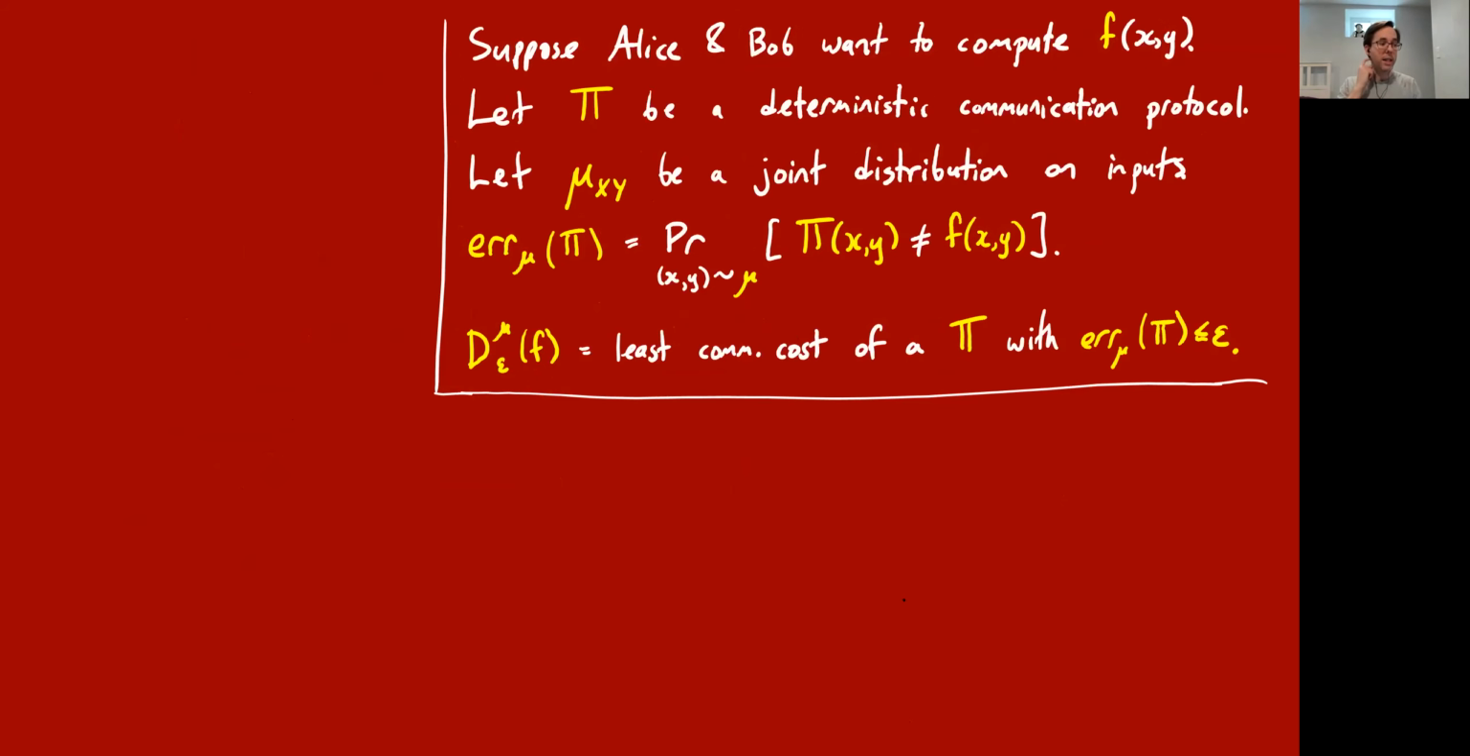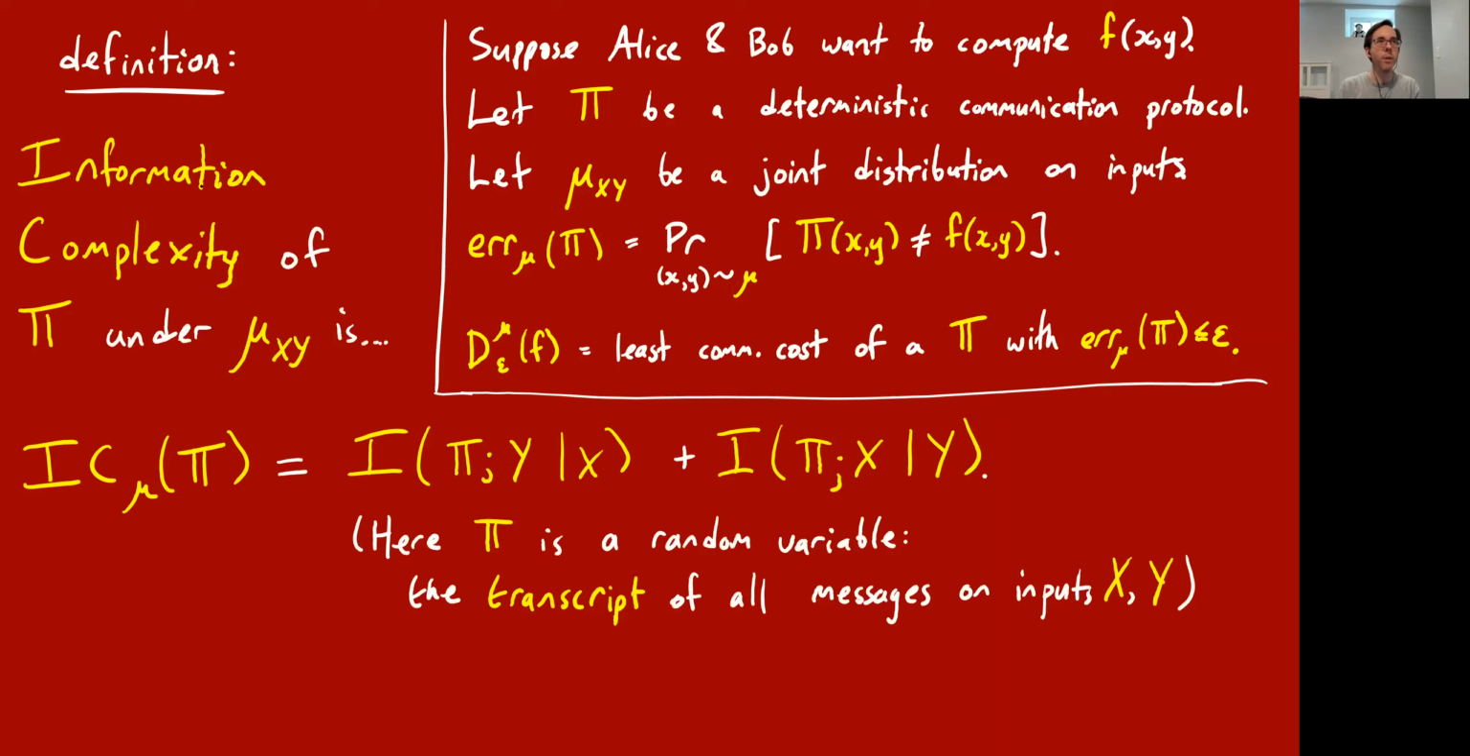And now I'll tell you this thing, information complexity, which is ultimately going to be like a number associated with f and mu and epsilon. That's kind of like the information theoretic heart of this problem. Okay, so the information complexity of a protocol pi under a distribution mu is this. It's the sum of two terms that are kind of symmetrical looking.